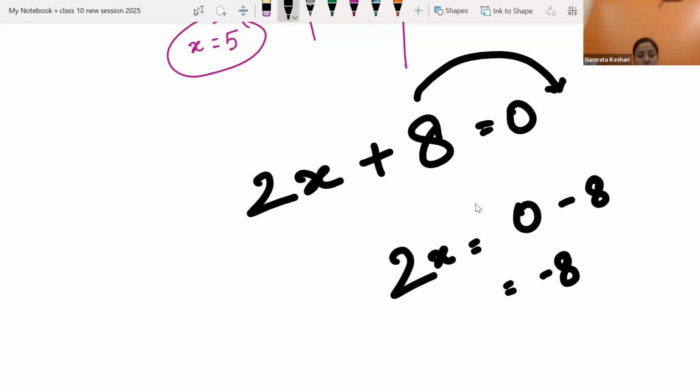Minus 8. Sorry, no, okay, it's not minus 8. We are trying to find the x value, right, Salwa? So x will be minus 8 by 2, that is minus 4. Yeah, any doubt? No, I was a bit confused.